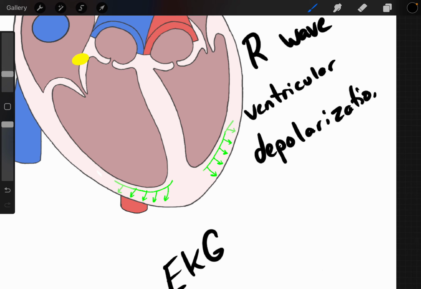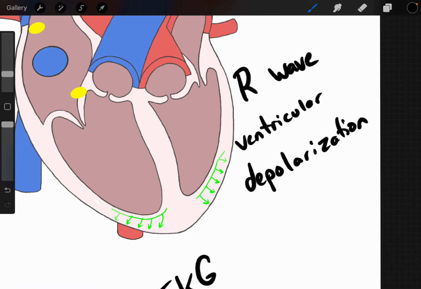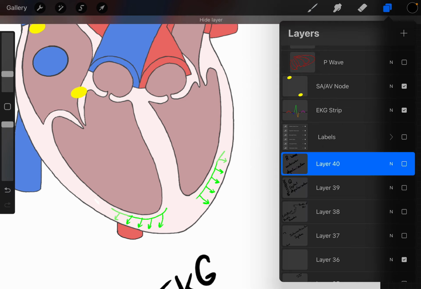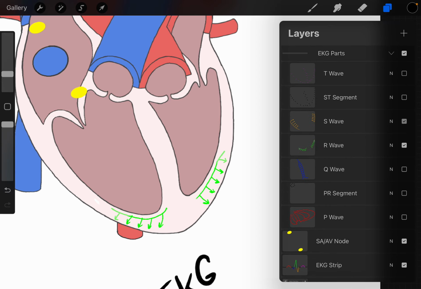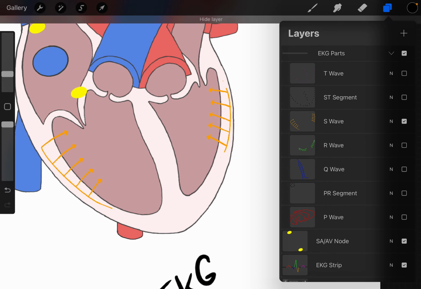Now, I say a portion because all of the ventricles are not depolarized at this point. There's one additional step that will allow the muscles around the ventricles to contract. So now, that is the R wave. The S wave will be shown like this.